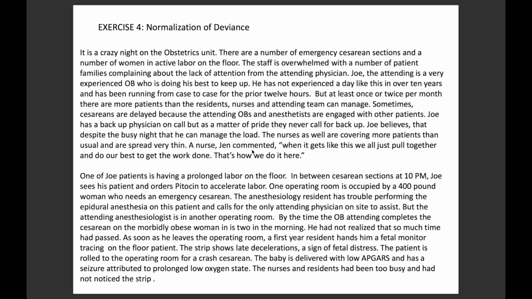system integration. And in this exercise, which is in front of you, and I'm going to allow you some time to read, we're going to talk about something that is called normalization of deviance or normalization of risk. And this is actually based on real life events. So please read through the case and we'll walk you through how you assess what's going on and how you address this issue of normalization of deviance.